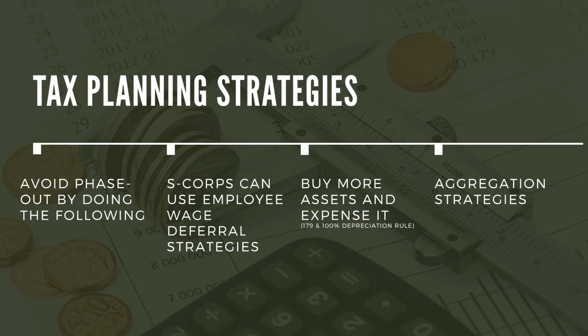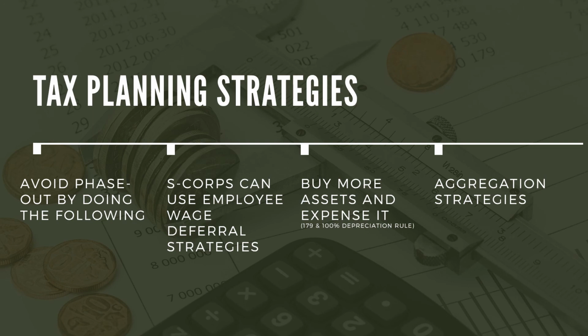Hey, Vince again. We're here on our last stretch and I'll be wrapping it up. So, to add to the planning strategies mentioned, an S corporation would also be able to use employee wage deferral strategies to lower your taxable income and to maximize the 199A deduction. Another way is to also buy more assets. Most assets that are placed in service by the end of the year are fully deductible. You can write off these associated purchases of an asset and it will reduce your taxable income.